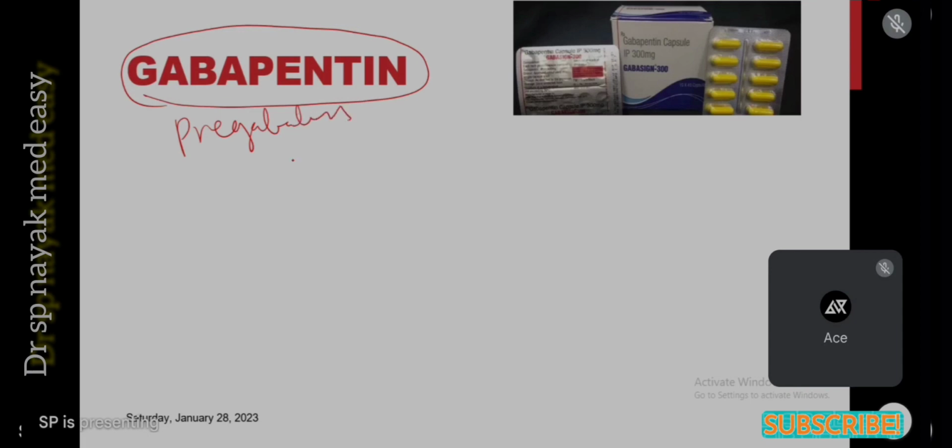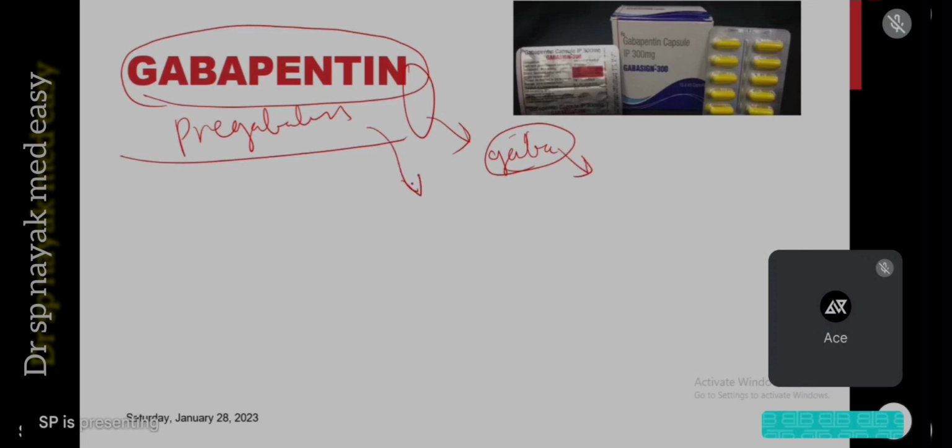Okay, next is gabapentin. We have gabapentin and pregabalin. These both drugs, what they do, they will act like GABA, because they are GABA analogs. And if we see the specific mechanism of action, they will block the high voltage gated calcium channels. The particular mechanism of action is that they will inhibit the high voltage gated calcium channel.